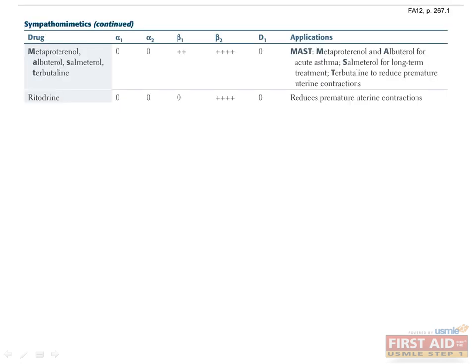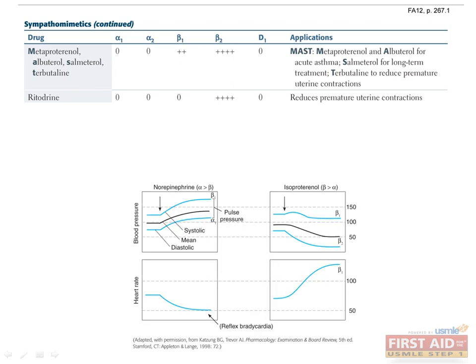Metaproterenol, albuterol, salmeterol, terbutaline, and ritodrine are all selective beta-2 agonists. Metaproterenol, albuterol, and salmeterol are used in the treatment of asthma. Metaproterenol and albuterol have short half-lives and are used for acute attacks, while salmeterol is used for long-term treatment. Terbutaline and ritodrine are typically used to prevent premature uterine contraction during pregnancy. Side effects of these meds can include hypotension at high doses due to the vasodilatory effect of beta-2 receptors, as well as muscle tremor.